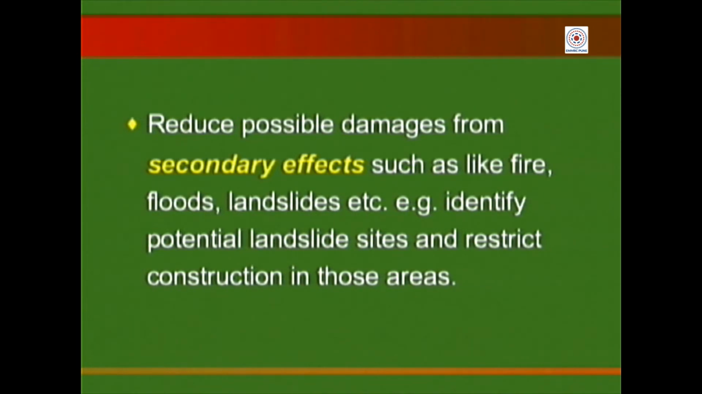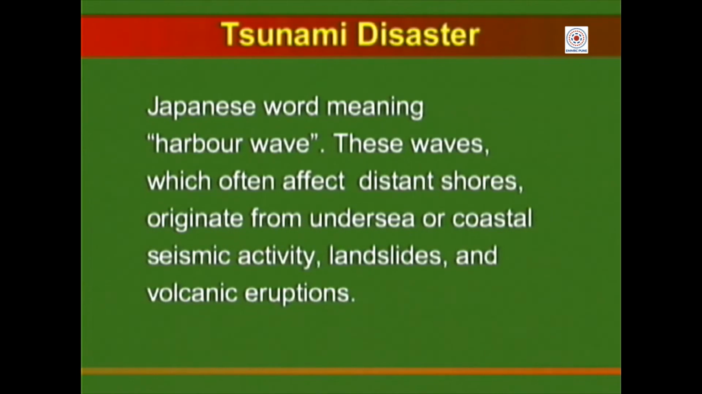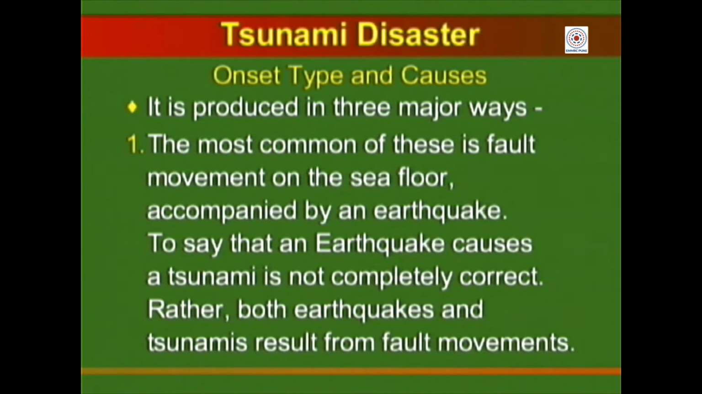So we discussed how earthquakes occur, what the mechanism is, what areas are going to be affected, and what precautions we can take for earthquake risk mitigation. Now, tsunami. In geological disasters, the word is Japanese, meaning harbor waves. These waves, which often affect areas distant from the source, originate from undersea or coastal seismic activity, landslides or volcanic eruptions. Onset type and the causes: it is produced in three major ways.